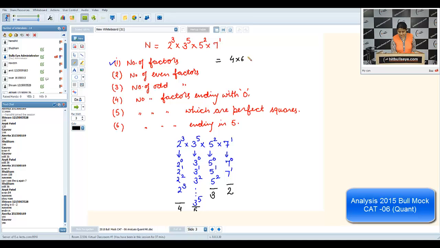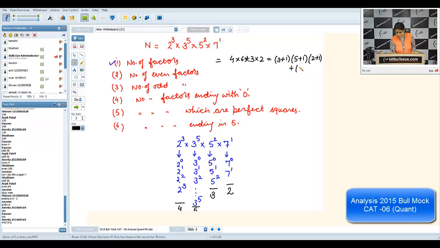It will be 4 into 6 into 3 into 2. You can see this formula in many books. This is the logic. That is a simple case of choices. Why do we add 1 here? Corresponding to 0. That's why, 4 into 6 into 3 into 2. That is the answer for the very first part. If you got this question, now it will be easy.